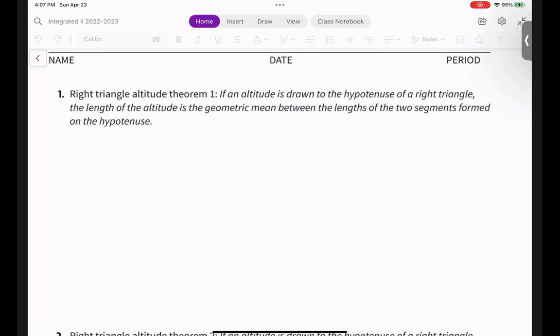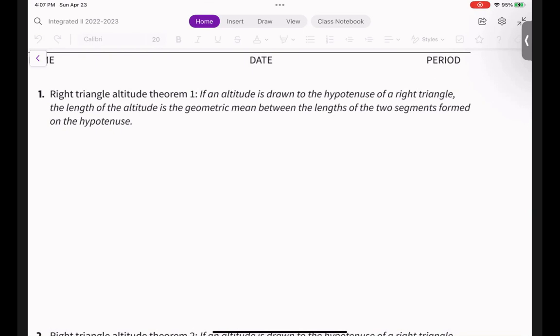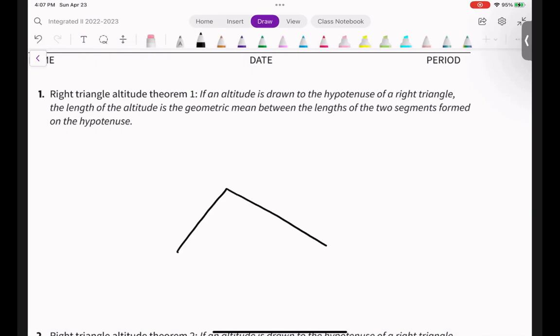So it says the right triangle altitude theorem 1. If an altitude is drawn to the hypotenuse of a right triangle. So first, what are they talking about? If you have a right triangle, I'm going to do my best to draw a really good right triangle, right? So here's my right triangle, okay?